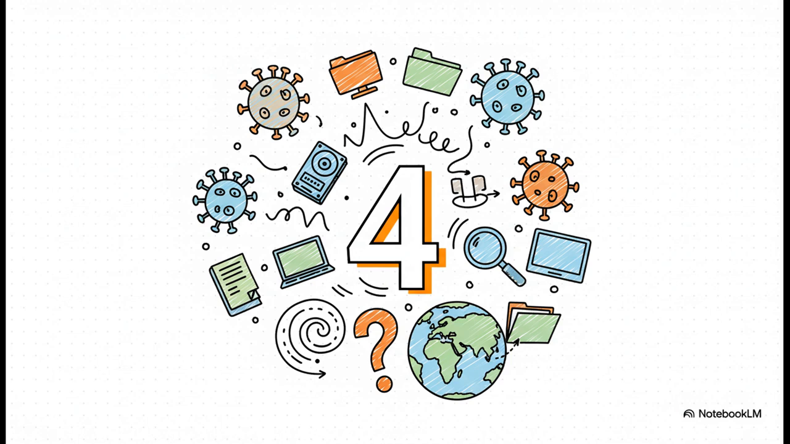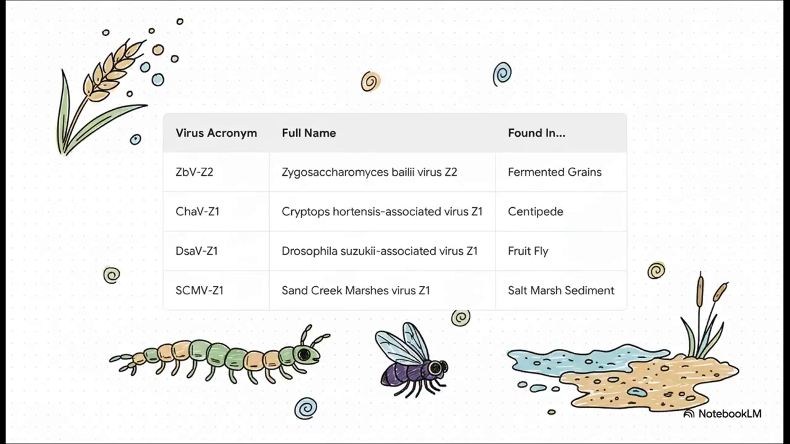But the real shocker wasn't that they found them, it was where they found them. Okay, just look at this list. The variety is just wild. I mean, one was in fermented grains. Okay, that kind of makes sense, right? The original was found in yeast. But then you get to the others. One was linked to a centipede, another to a fruit fly, and a fourth was just hanging out in salt marsh sediment. Nobody saw this coming.